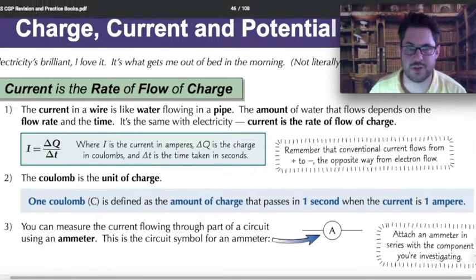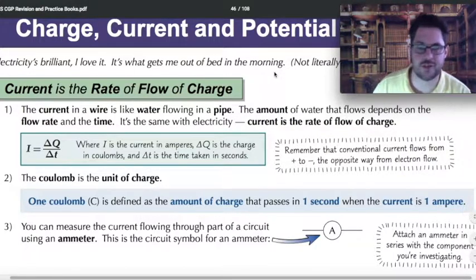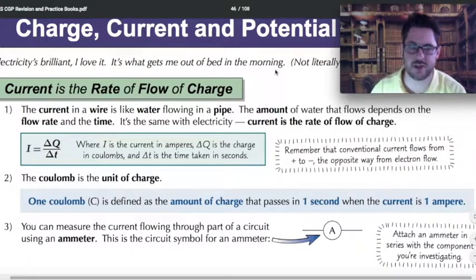Okay, welcome to this video on charge, current and potential difference. Just to highlight a couple of the key formulas we need to know at AS and their definitions. So the first one, we can define current as the change in charge over the change in time. What does that mean? It means current is the rate of flow of charge.